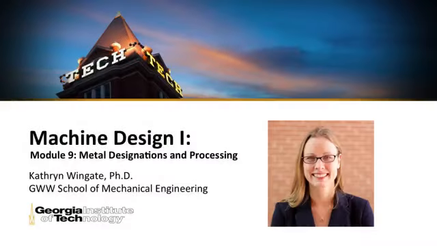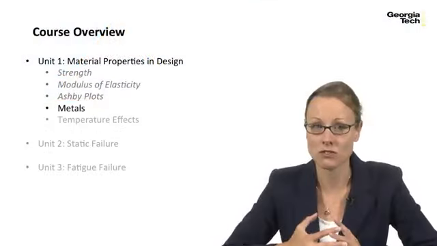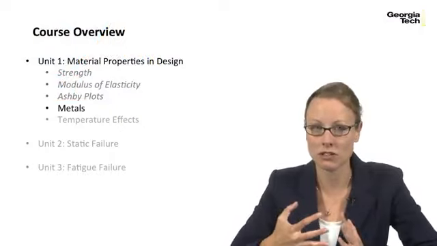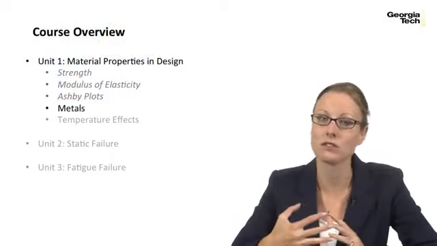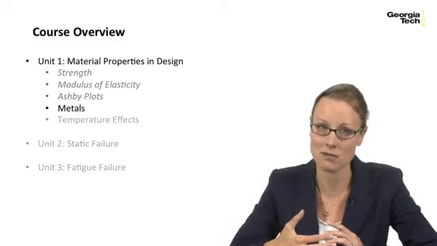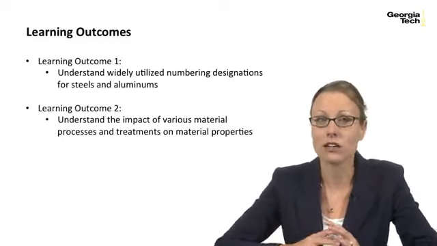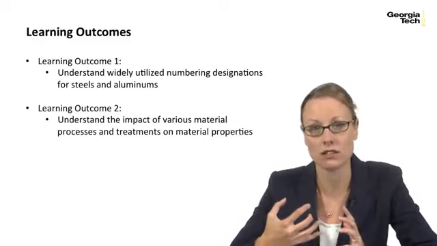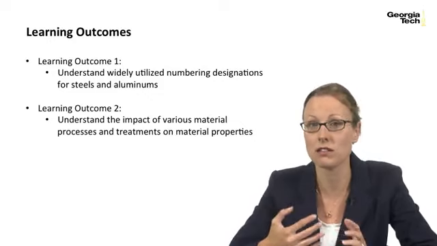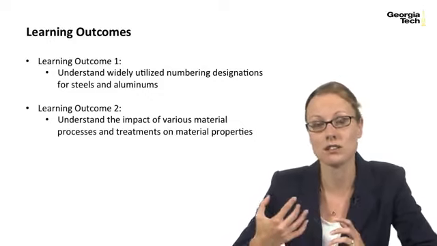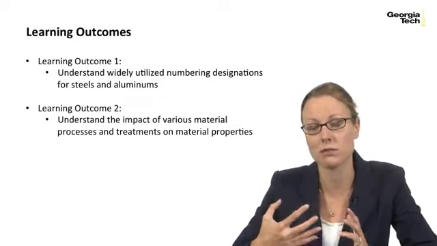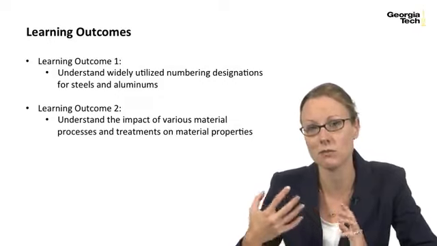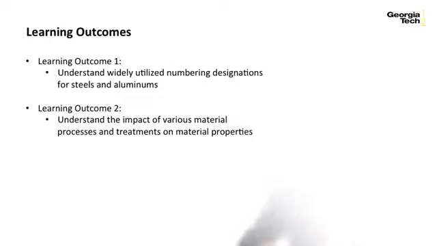Hi, and welcome back. Today we're going to cover Module 9, where we'll look at nomenclature systems for metals and also the impact of processing on metals. The learning outcomes for today's module are to understand the widely utilized numbering designations for steel and aluminum, and also to understand the impact of various material processes and treatments on the material properties of metals.